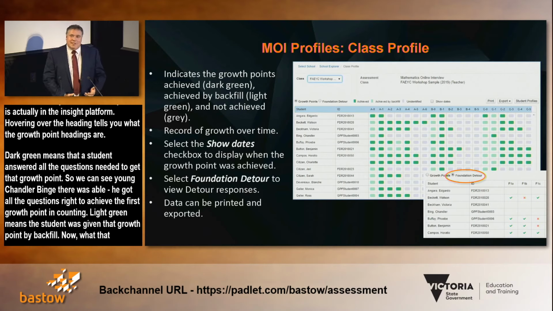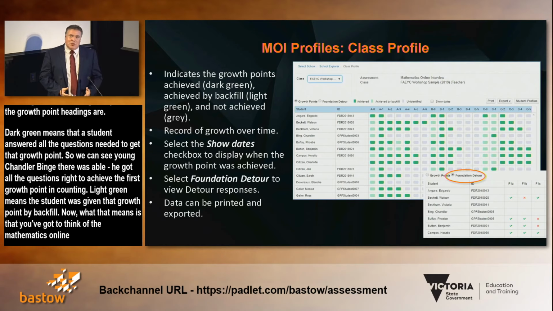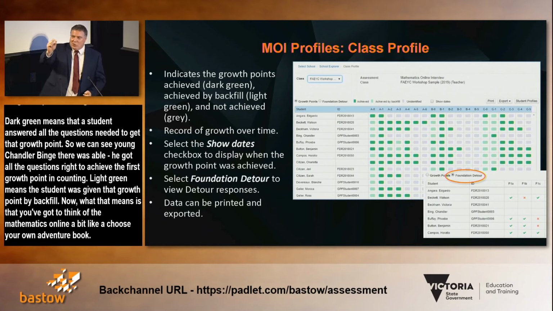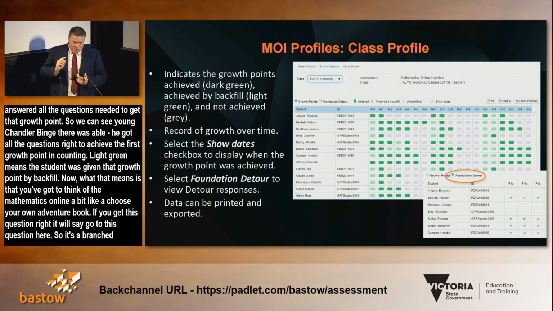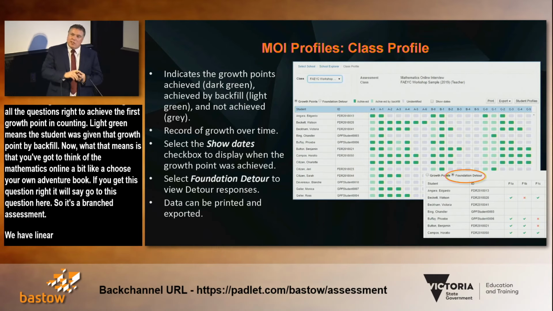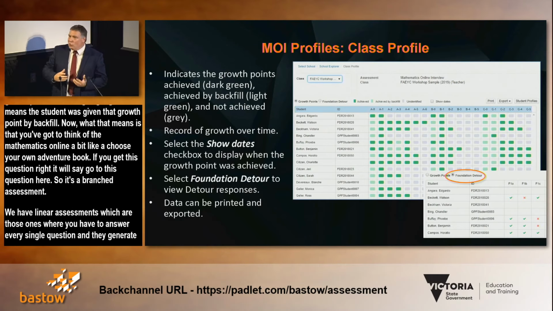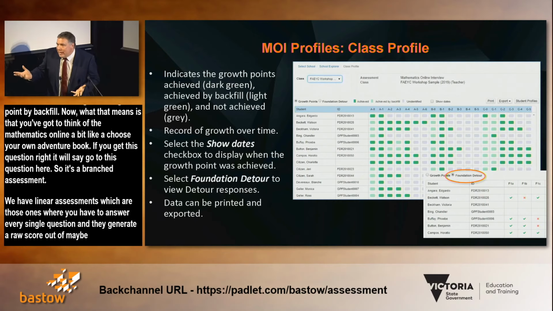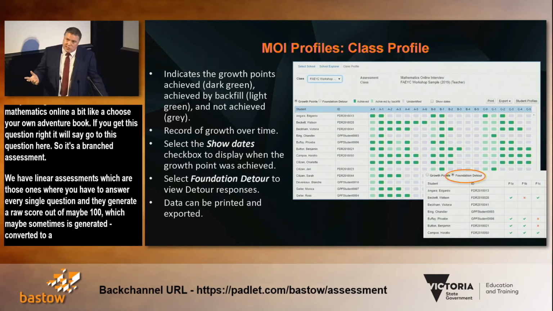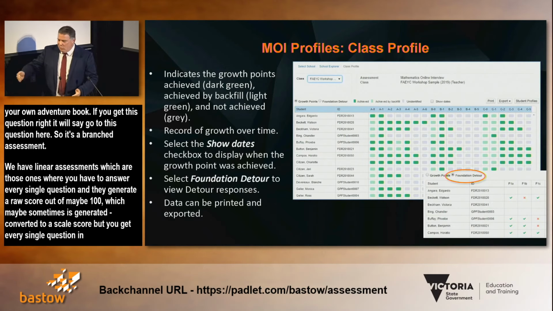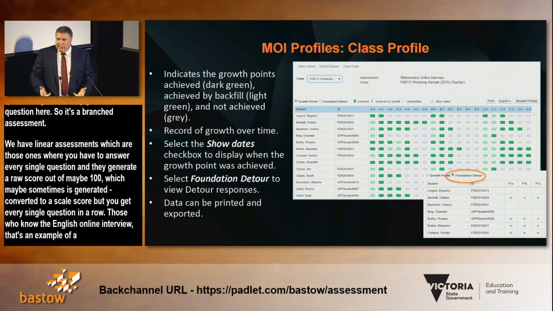Now, what that means is that you've got to think of the Mathematics Online Interview a bit like a choose your own adventure book. If you get this question right, it'll say, now go to this question here. So it's a branched assessment. We have linear assessments. Linear assessments are those ones where you've got to answer every single question, and they typically are the ones that generate a raw score out of maybe 100, which sometimes is converted to a scale score. But you get every single question in a row. Those who know the English Online Interview, that's an example of a linear assessment.